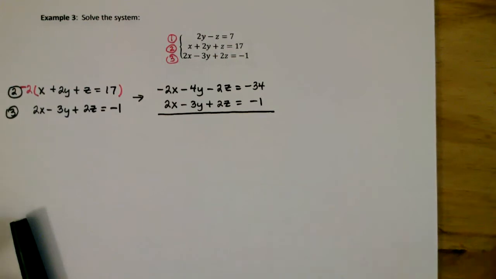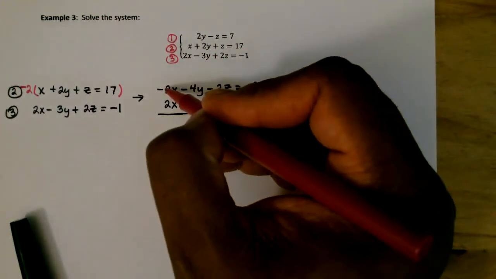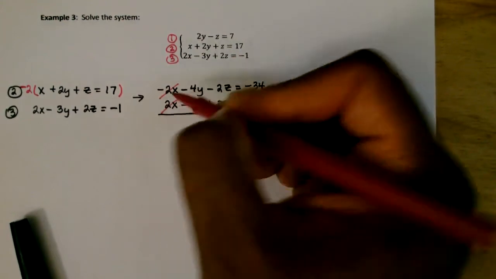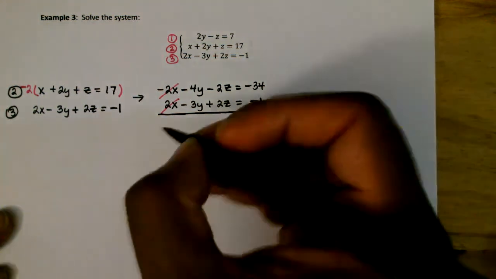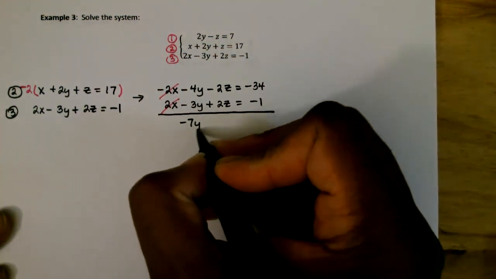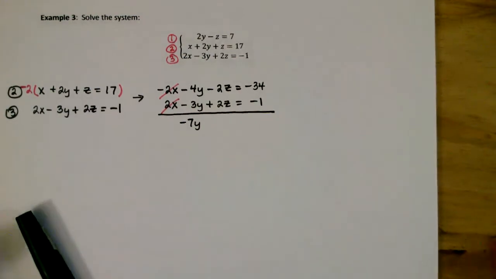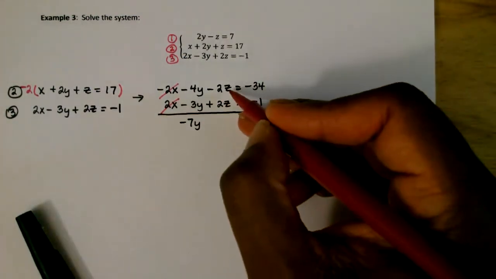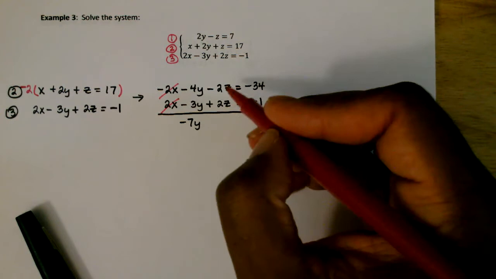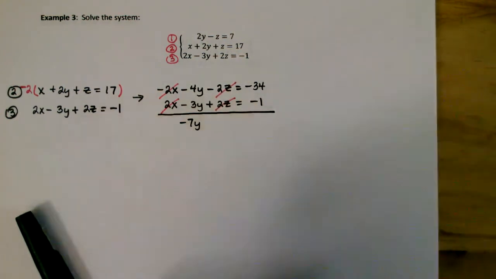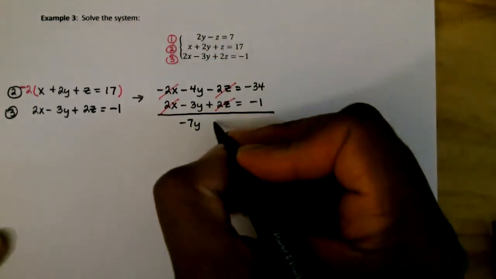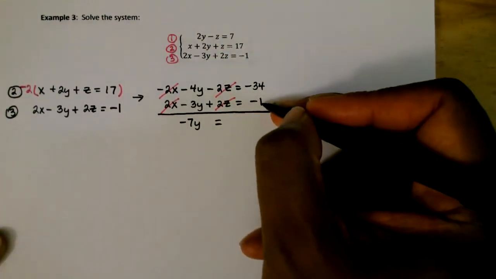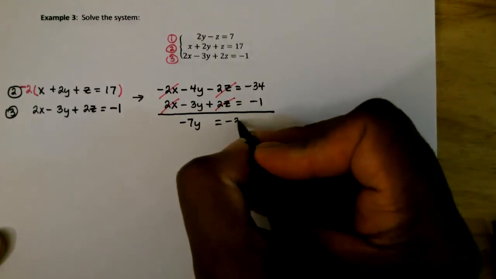And now you can see here, by using the addition method, -2x and plus 2x, that's gone, added together. -4y and a -3y is a -7y. And also notice something else. -2z and a plus 2z. Guess what? That z is gone. Are we lucky. And then that's going to be equal to -34 plus -1, which is -35.